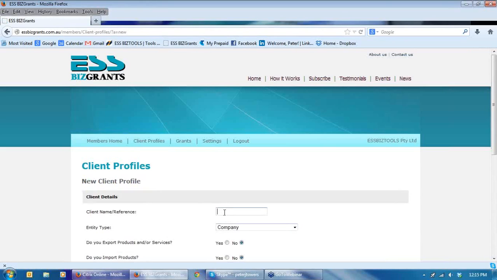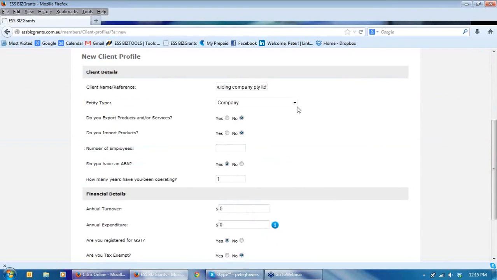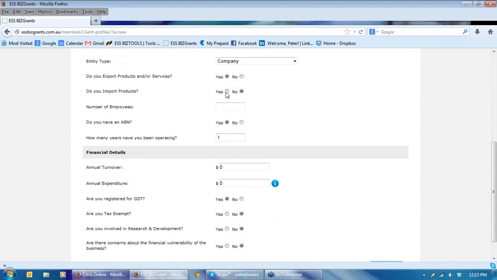If we call the business Wanderers Building, well, there it is there. I did start doing it. I've decided it's a company. Could have looked at all the others, but we've selected a company. We're saying this business does do some exporting. They make some portable buildings, and they do import, so we'll say that they're an importer.